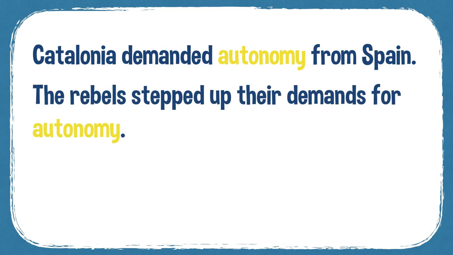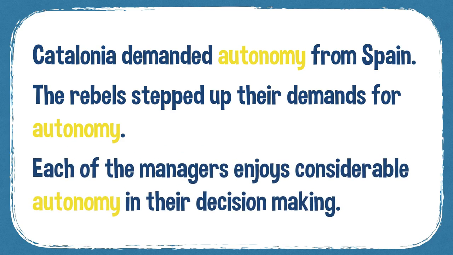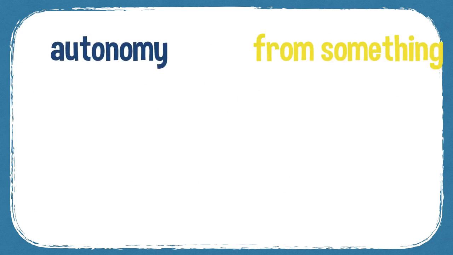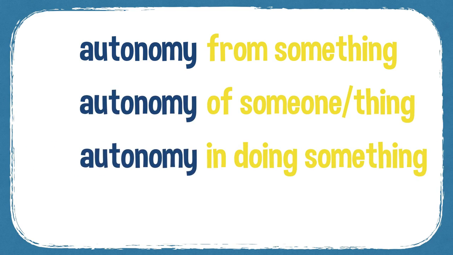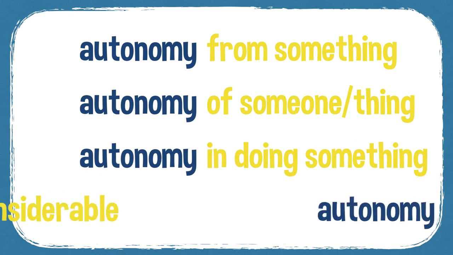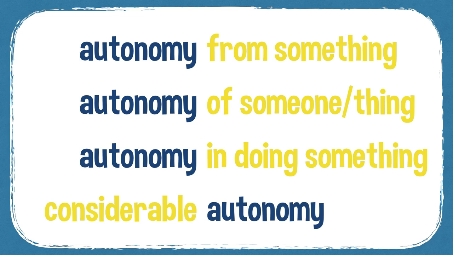You can also have personal as well as political autonomy. So, for example, each of the managers enjoys considerable autonomy in their decision-making. So here you have the chance to make your own decisions, to control your own actions. So you can have personal autonomy. Autonomy from something you can have. Autonomy of someone or something. You can have autonomy in doing something. And considerable autonomy is another very common collocation.